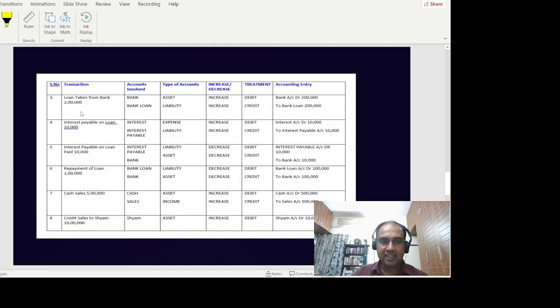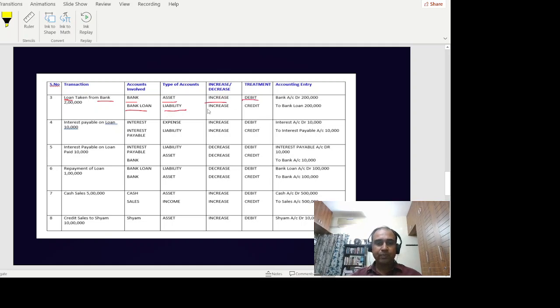Now discussing the third entry. There is a loan taken from the bank. The two accounts involved are bank account and bank loan. When I take a loan from the bank, what happens, guys? The asset increases, my bank balance will increase. At the same time, I come with a liability at home. The liability also increases.